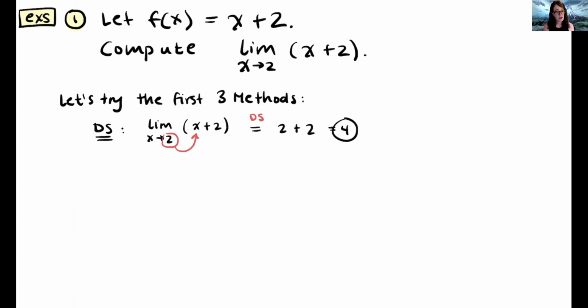Now I know that with a limit, x is only approaching 2. It's just getting closer and closer to 2. But if nothing weird is happening in your graph, like if there's no hole or asymptote or anything that's undefined at the point, then the limit will be the same value as what you get when you plug in the actual x value. So when this works, it's really nice. You just have the limit here. But for sake of just kind of seeing how they all connect together, let's try the next method.